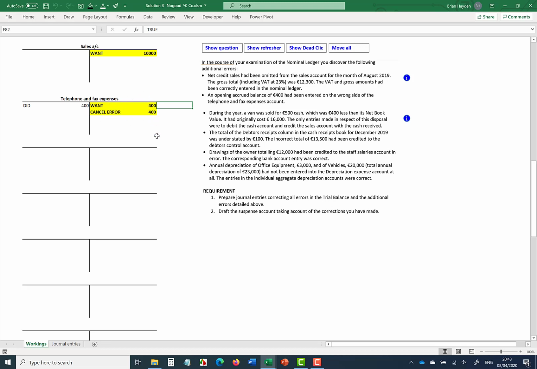Anything that's highlighted in yellow in the video part 3, you'll see the debits or credits being written out for each of these corrections.